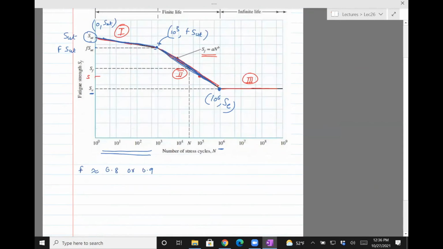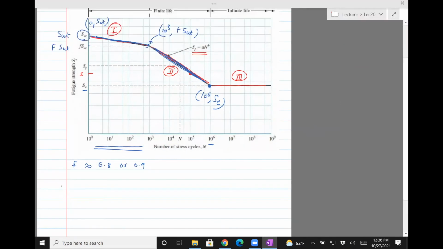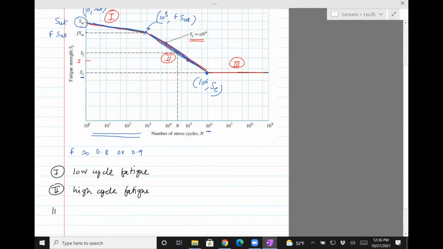Okay, so let me make some notes here. In region 1, we have the low cycle fatigue. In region 2, we have the high cycle fatigue. And then the third region is infinite life. So this is the region which is the most interesting. We need to model this part.